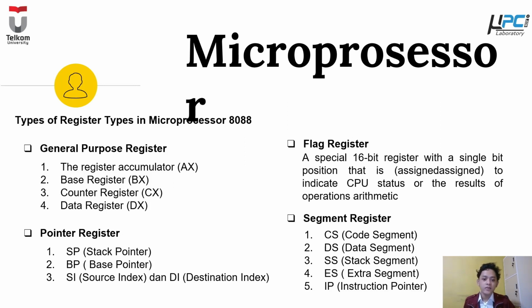Then we have flag register, a special 16-bit register with a single bit position that is assigned to indicate CPU status or the result of arithmetic operation. And then we have segment register that consists of five. The first one is code segment, data segment, stack segment, extra segment, and instruction pointer.